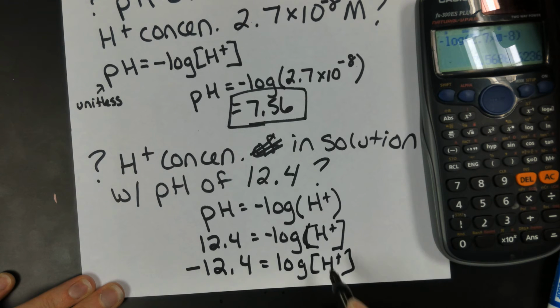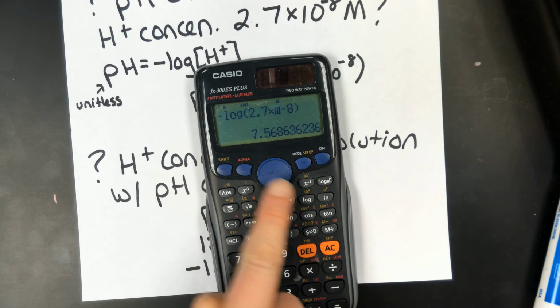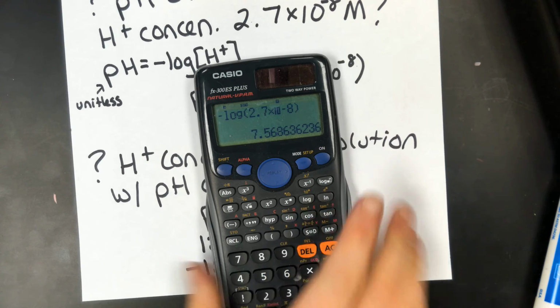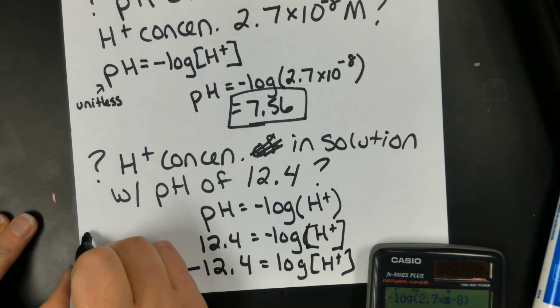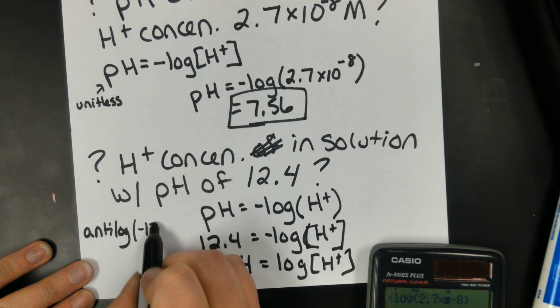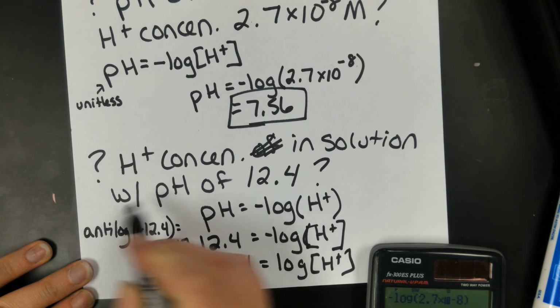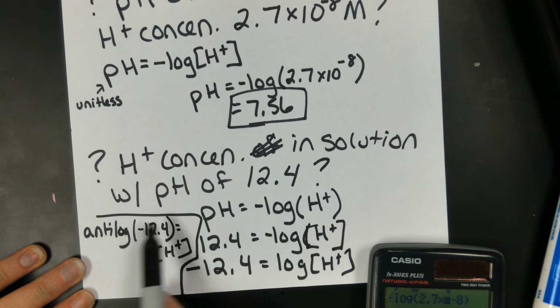Okay, we're almost there. Now, to get rid of the log, what do you use? In your calculator, if you hit shift log, you're going to have 10 to the. This is anti-log. So essentially, I'm going to have to write anti-log. I've seen this a few times. Anti-log negative 12.4 equals my concentration of H+, right? So second log, negative 12.4.